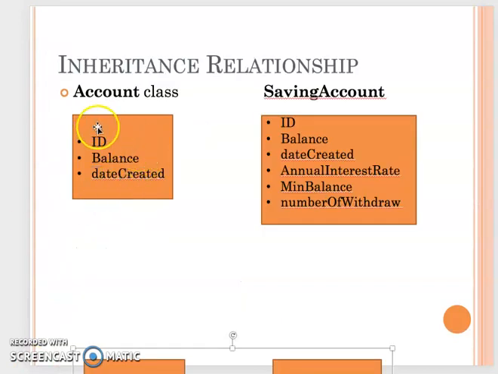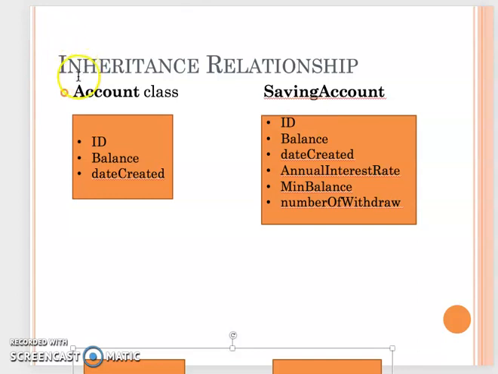Let's look at the account class and the saving account class, for example. In the account class, we have ID, balance, and date created. If we want to implement the saving account class, we find that we have the ID, balance, and date created as well. But in addition, the saving account has a minimum balance that needs to be maintained, and a limited number of withdrawals. So when we create different classes that are related to each other, the data attributes are duplicated. Not only for the saving account: the checking account also has ID, balance, and date created, and your CD account has them too.